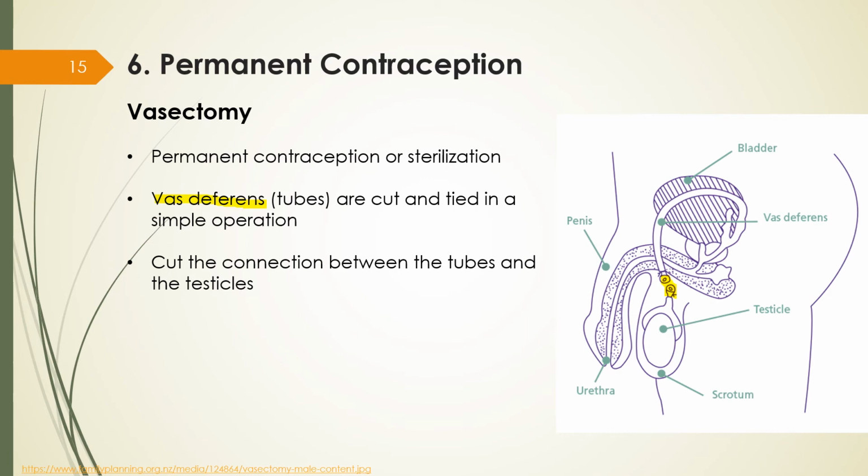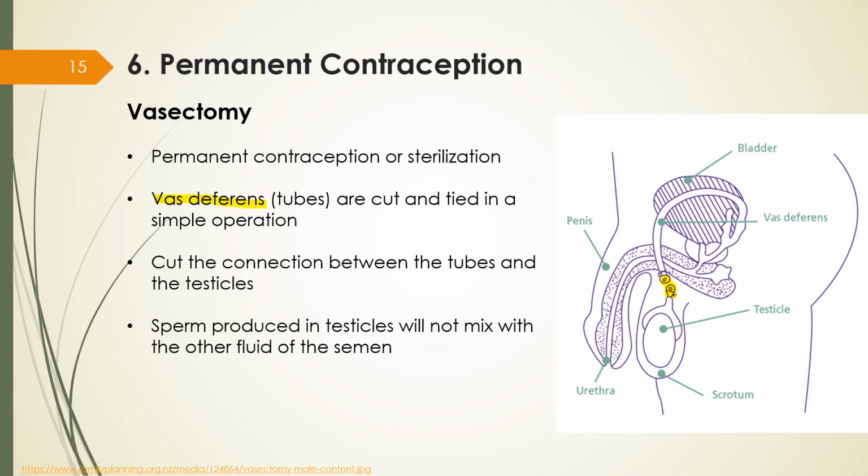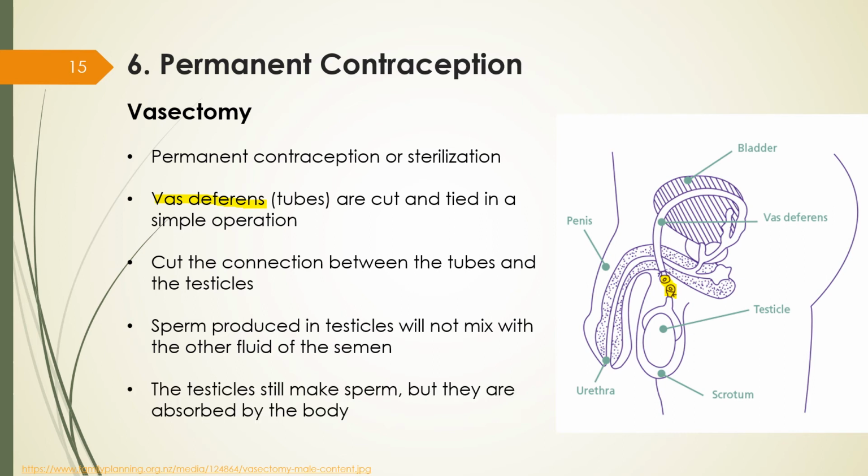They cut the connection between the tubes and the testicles. What does it do? Because the testicle produces the sperm, this sperm will not be transported anymore. So the man will ejaculate, but the ejaculation will not contain any sperm, just the other liquids that are produced. So sperm produced in the testicles will not mix with the other fluid of the semen. So the semen will not have sperm.